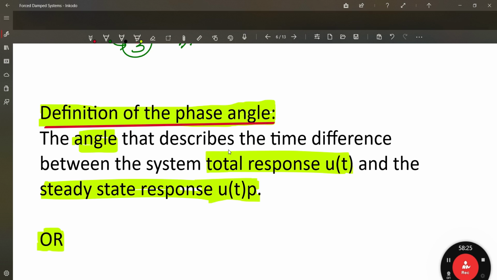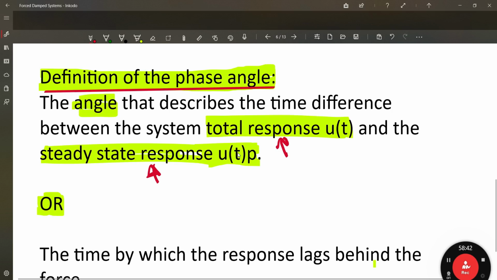What is the meaning? We said that we are going to focus on the steady state. Is there a difference between the total response and the steady state response? Yes, you are going to find there is, and I'm going to show you in the next video. Even in the steady state, the response at the forcing frequency and the total response are going to be lagging, the total response lagging behind the forcing response, or maybe the opposite. It depends.